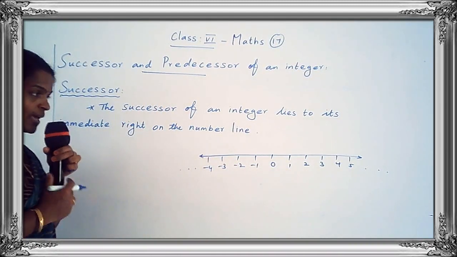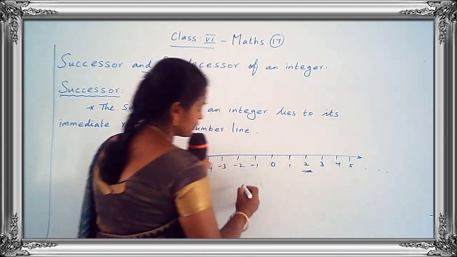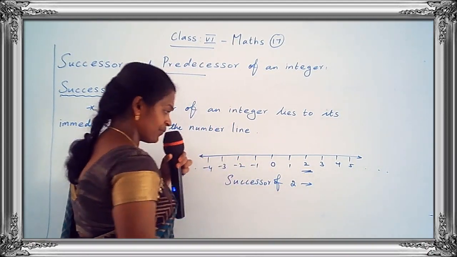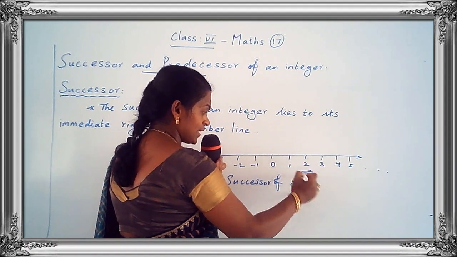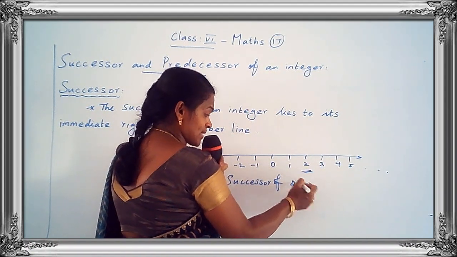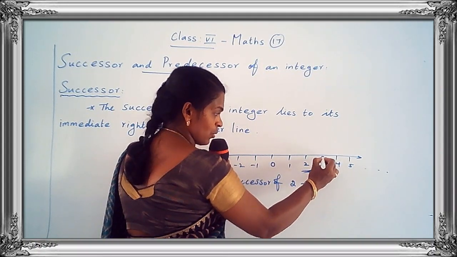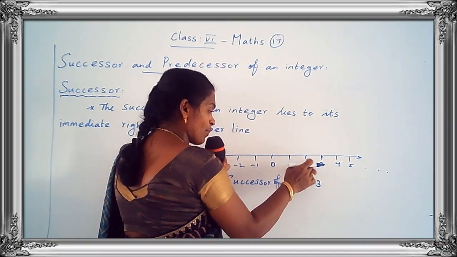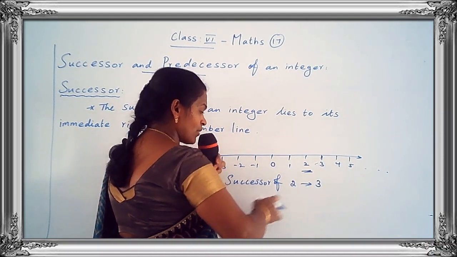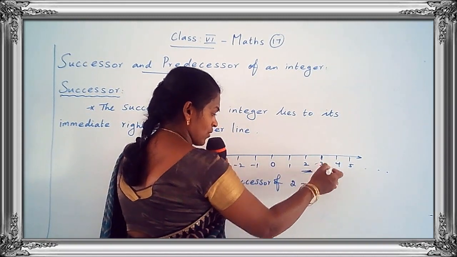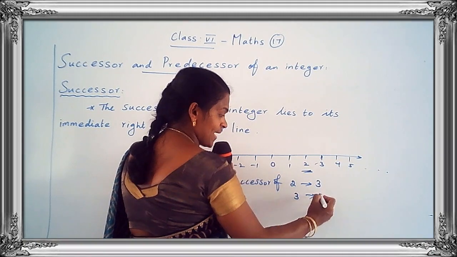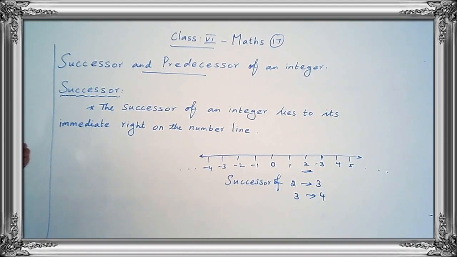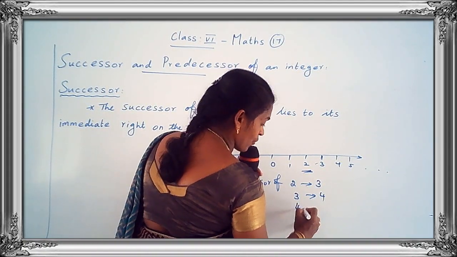Children, now you say what is the successor of 2? The next number is the successor. So the successor of 2 is 3. We can get the successor by adding 1 to it, so 2 plus 1 is equal to 3. One more example: what is the successor of 3? 4. 3 plus 1 is 4, the next number after the given number. Successor of 4 is 5.